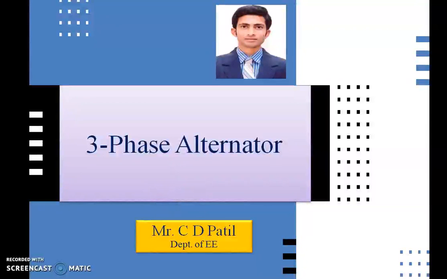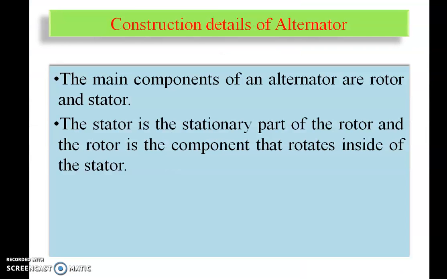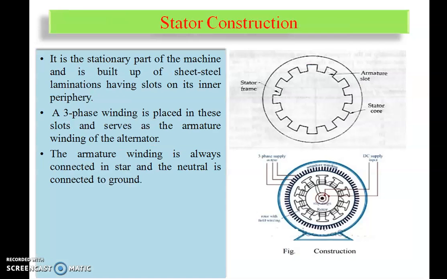Hello everyone. So again, last lecture we have seen about the construction and working details of the three-phase alternator. Now for this lecture, we will see the construction of the stator as well as the rotor of the three-phase alternator. As we know, the main components of an alternator are the rotor and the stator. The stator is the stationary part and the rotor is the rotating part, which is always fixed inside the stator winding.